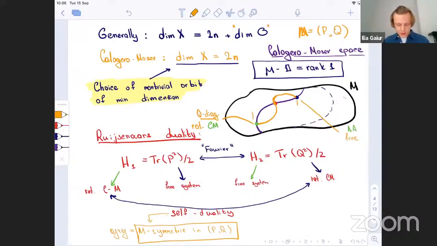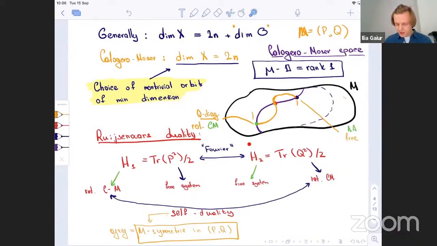So now, what is the Ruijsenaars duality for in such a picture? The Ruijsenaars duality is the following phenomenon. So we take two free Hamiltonians, trace P squared and trace Q squared, which are connected by some kind of Fourier transformation. And then we see that they are written on the same phase space. We can take, again, Calogero-Moser space and do the reduction. And for the first Hamiltonian, we obtained that at the green point, we obtained the rational Calogero-Moser, as I explained before, and at the blue point, we obtained the free particle system.